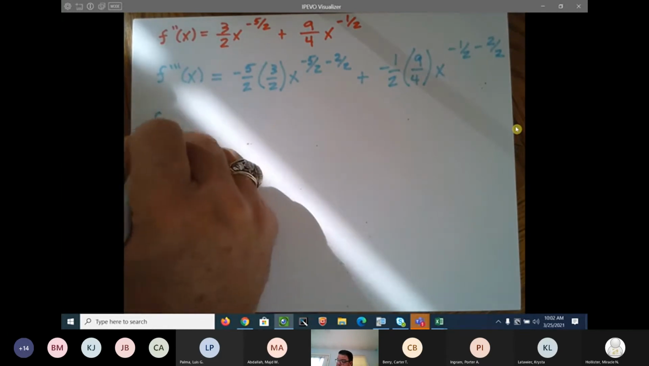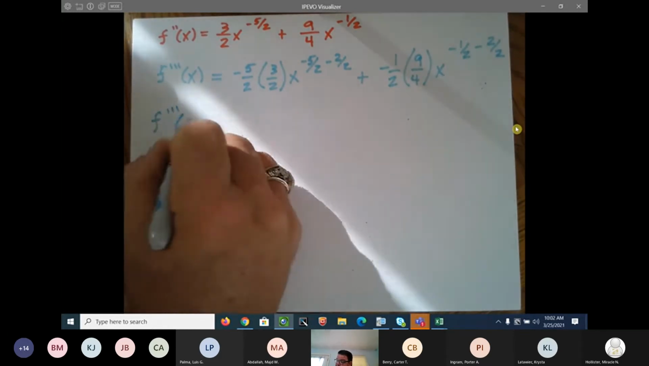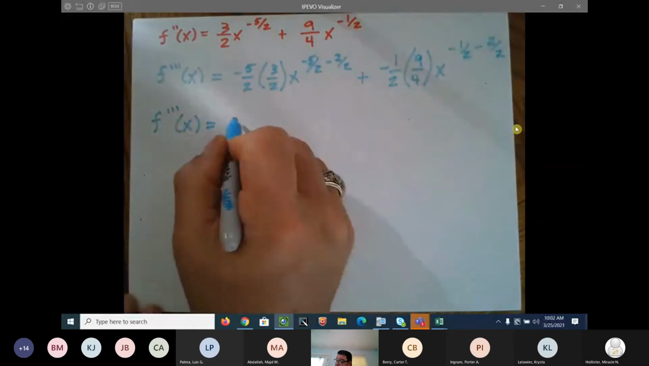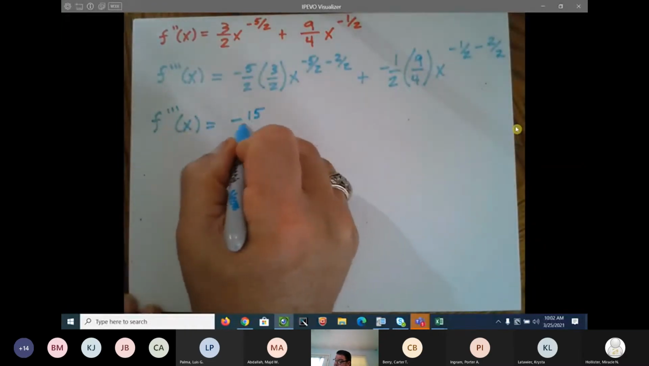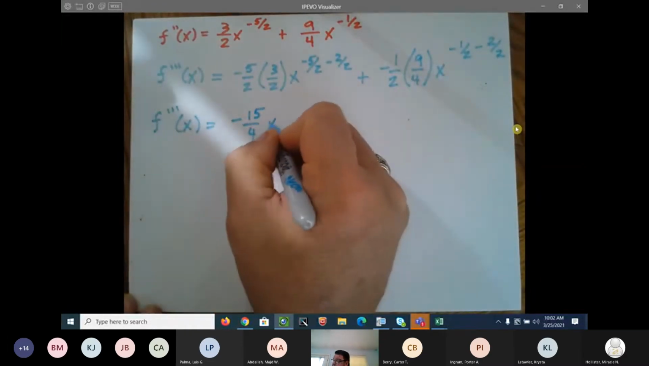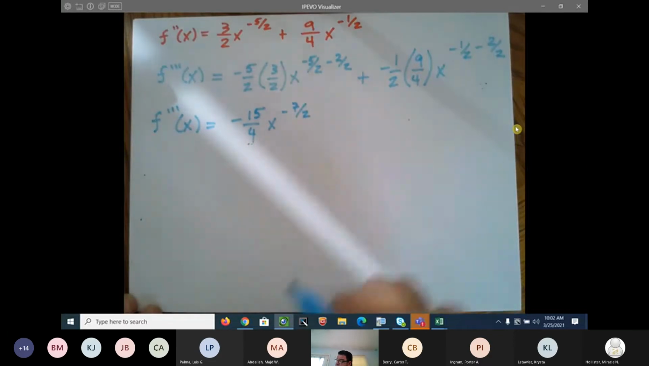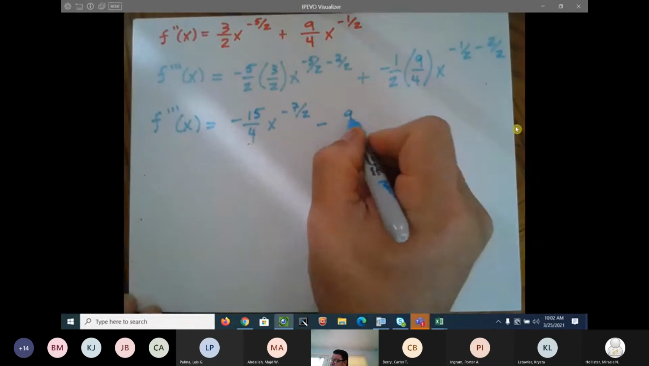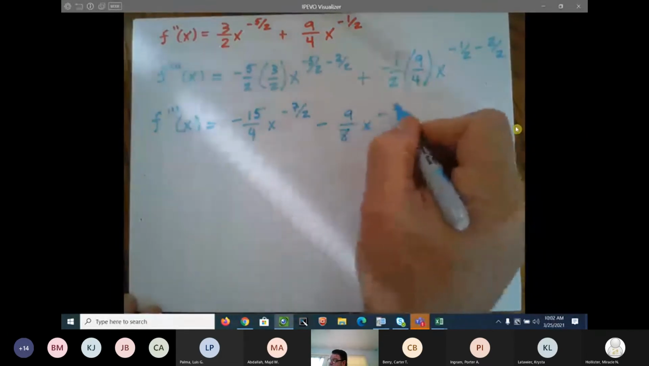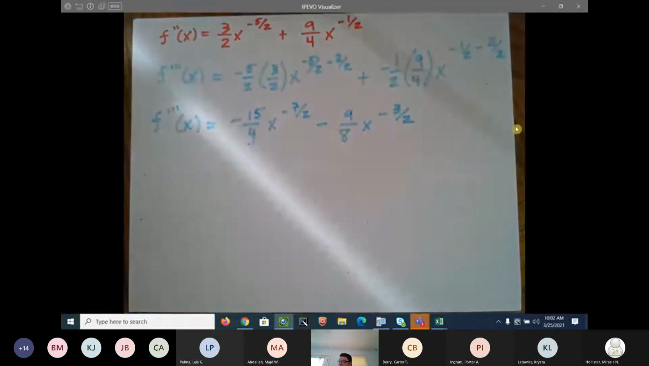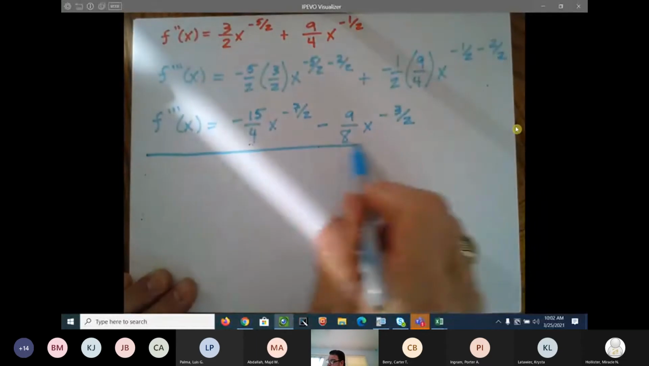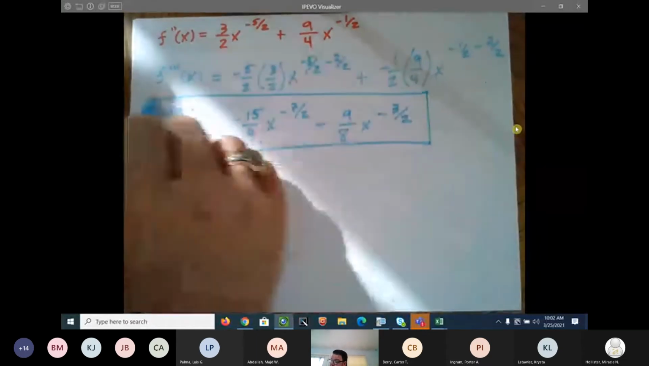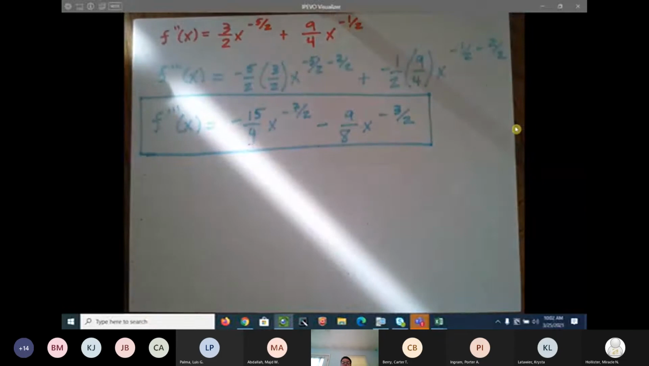So F triple prime of x is equal to -15/4 x to the -7/2 minus 9/8 x to the -3/2. All right, now I want y'all to finish it. If you haven't finished it yet, go ahead and do the fourth derivative. And I've got to find another color.